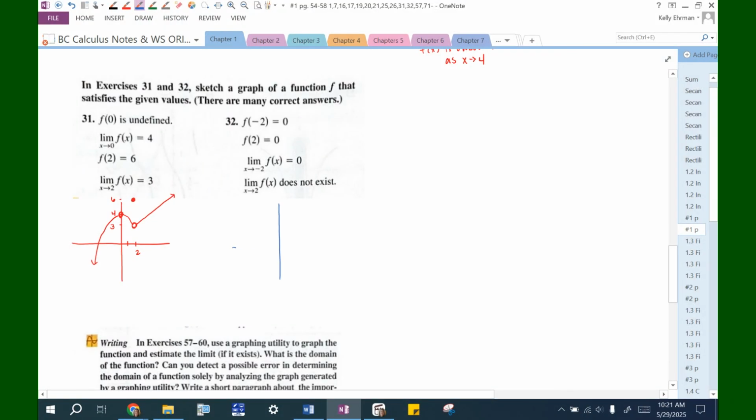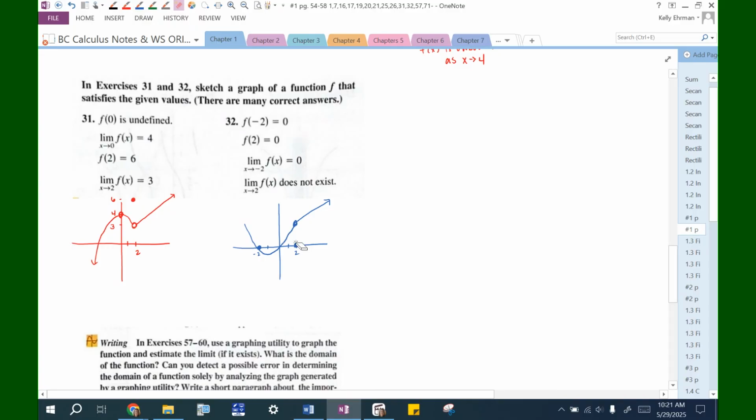Okay, what about the next one? It's a good idea to plot points if they're given right away. So f of -2 is 0, and f of 2 is 0 as well. The limit as x approaches -2 is 0, but the limit as x approaches 2 does not exist. So I need the graph to kind of pass through -2. And this limit does not exist, so maybe I can have a break in the limit. Like maybe I have a piecewise function like this. And so maybe this is the graph here.